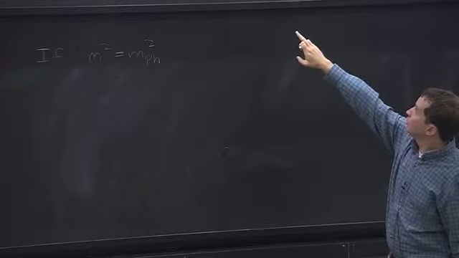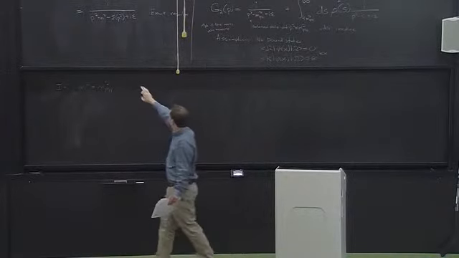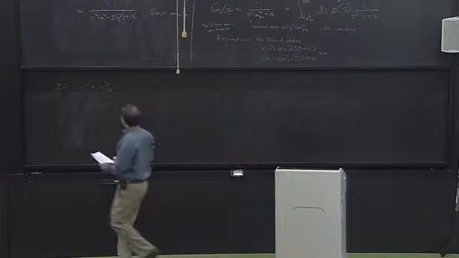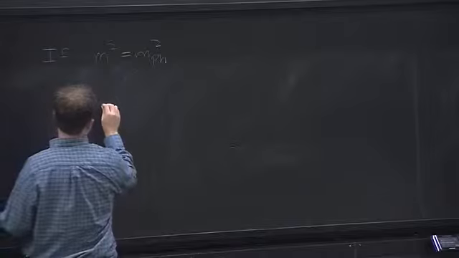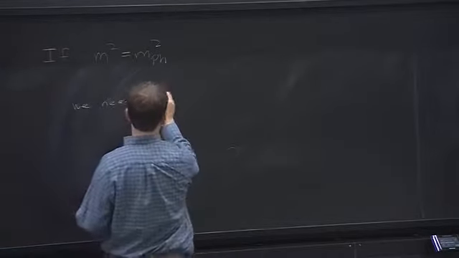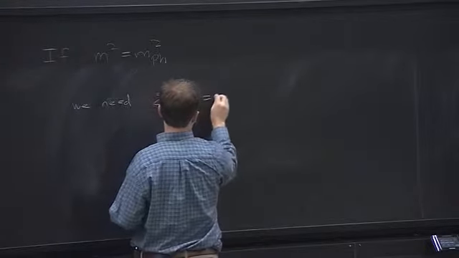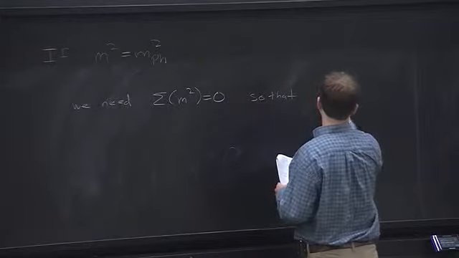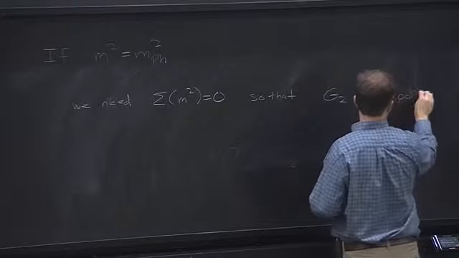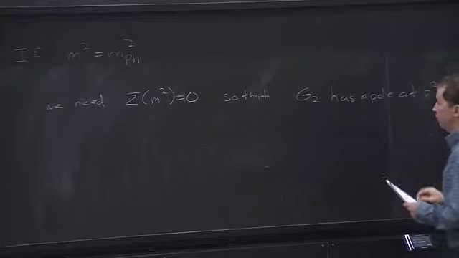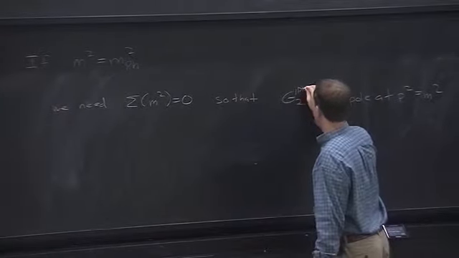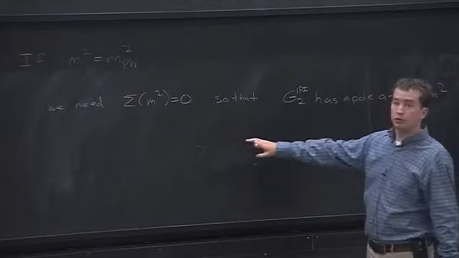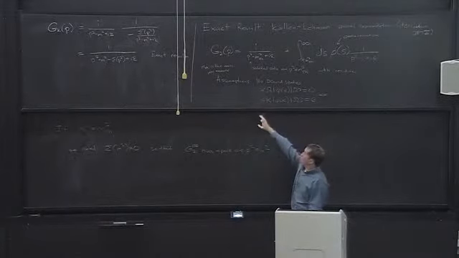So if we want these two things to be the same, then we compare the term we got from the geometric series, the 1PI calculation of the momentum space propagator, with our expression over here. First of all, we need sigma of m squared to be 0. This is so that G2 has a pole at p squared equals m squared. Call this the 1PI calculation of G2. And so that helps in making the two formulas agree.